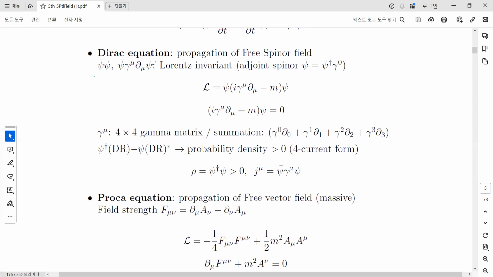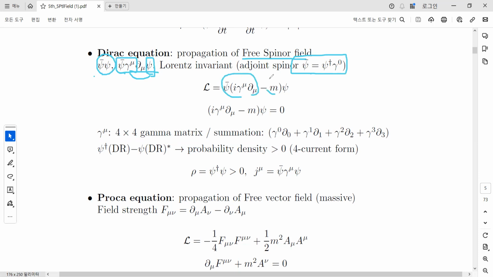So the Dirac equation describes the propagation of the free spinor field, and the Lorentz invariant quantities are given by the adjoint spinor, psi bar psi, where the adjoint spinor is defined as psi bar equal to psi dagger gamma 0, where gamma is the gamma matrix. Also, psi bar gamma mu psi is a Lorentz covariant vector. So this quantity with a partial mu contraction with the gamma matrix becomes a Lorentz invariant scalar.